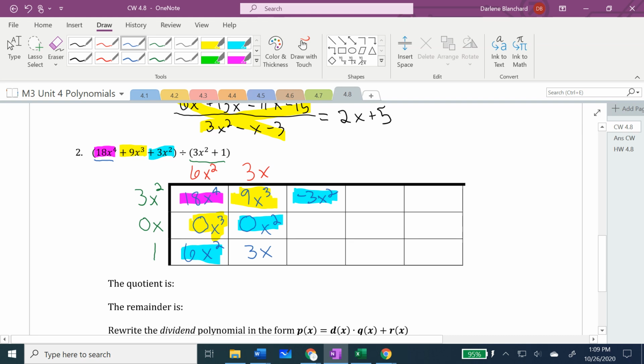Now, that was my last term, but hold on, let me start again. That was the last term of the polynomial that is being divided. That does not mean I'm done. I've still got this 3x down here, and I've got to figure out how to manage it. So here we go. What number needs to go here so that when I multiply it by 3x squared, I will get negative 3x squared?